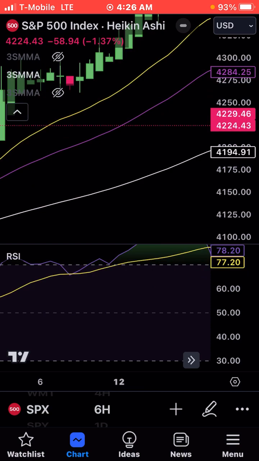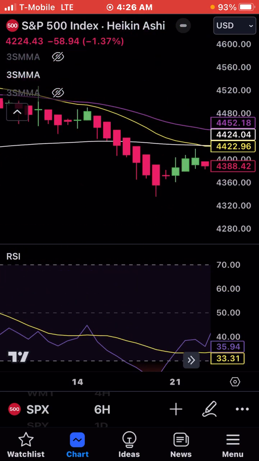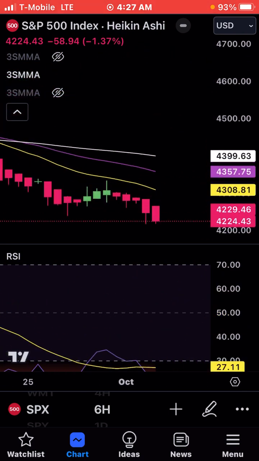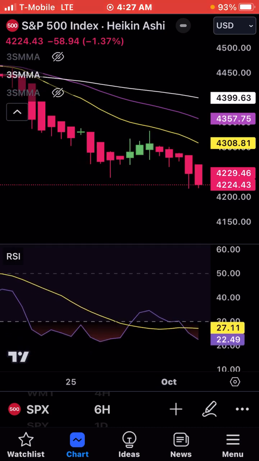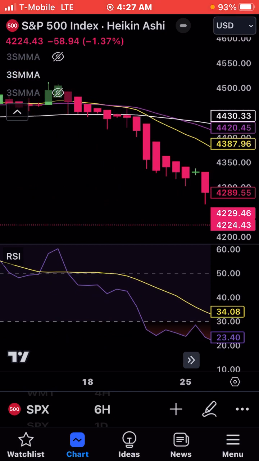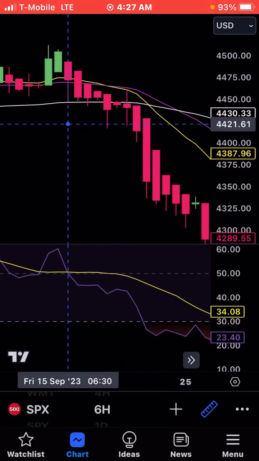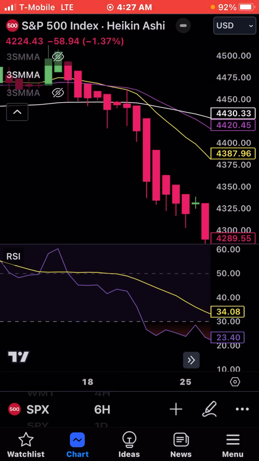So what we want to do is identify the overall trend. That's the first thing we do. And the overall trend for the S&P 500 is down right now. So we focus on when the RSI is going down. So the entry point would be right here. And like I said, we only focus on that one candle, which is right here.